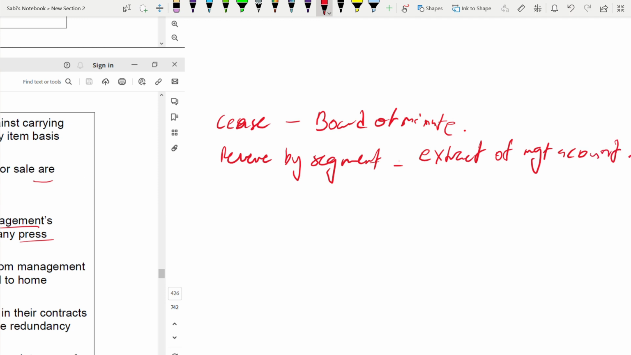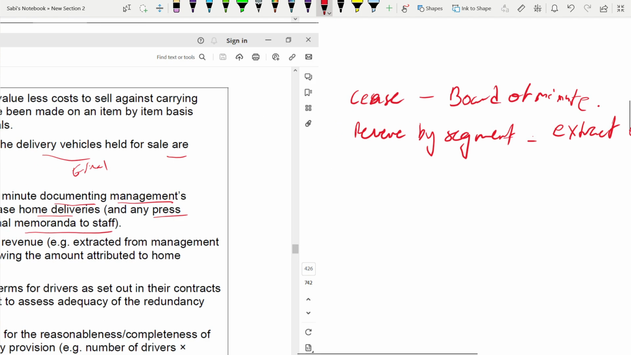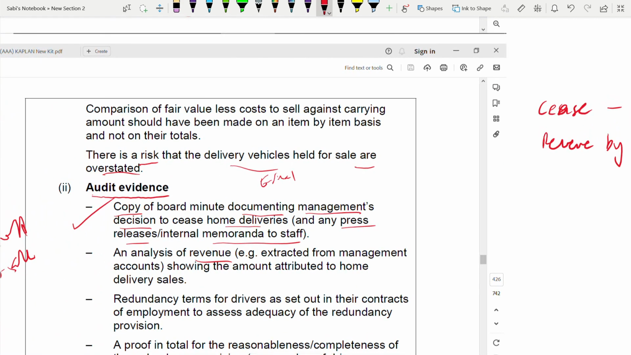Anything to do with outside, you will get through your customer, your supplier, the government, something published, press release, all those. Same for decision to cease. Board minutes only will be there. So now you know analysis of revenue. This is where you get extracted from the management accounts, showing the amount attributable to home delivery sales. Through this, you will know home delivery sales. When you have segment, this is a very good thing. You might want to break down the sales rather than knowing the total revenue.